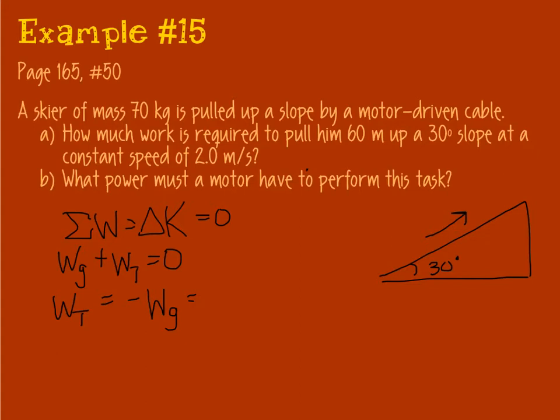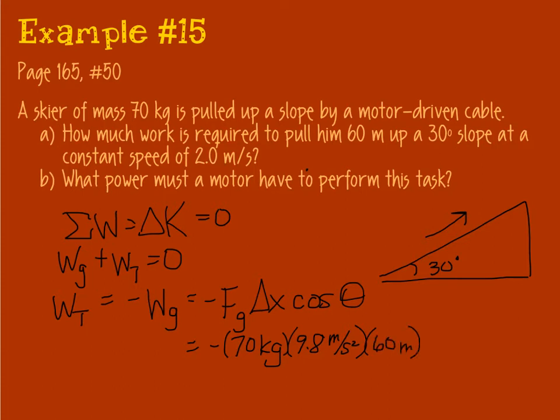So, work done by gravity is the force of gravity times the displacement times the cosine of theta. We know the force of gravity is mass times gravitational acceleration, so 70 kilograms times 9.8 meters per second squared, times our displacement, 60 meters.